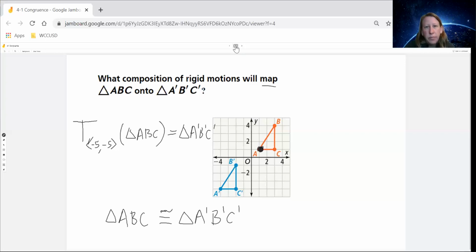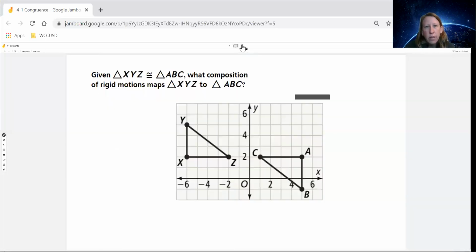Okay, let's look at another one. Oh, this one looks a little more interesting. So this time they're telling us that triangle XYZ is congruent to triangle ABC.